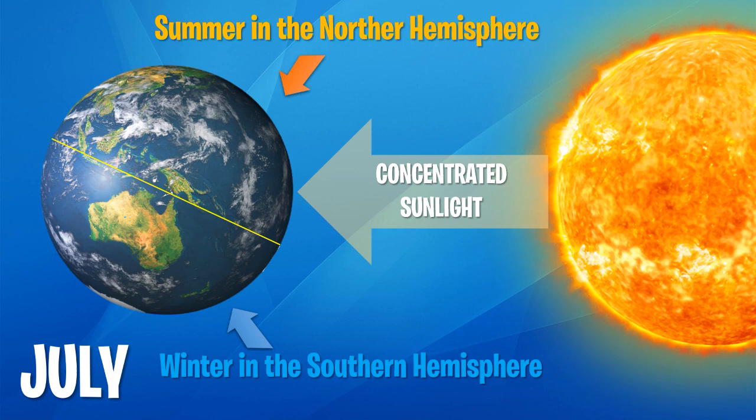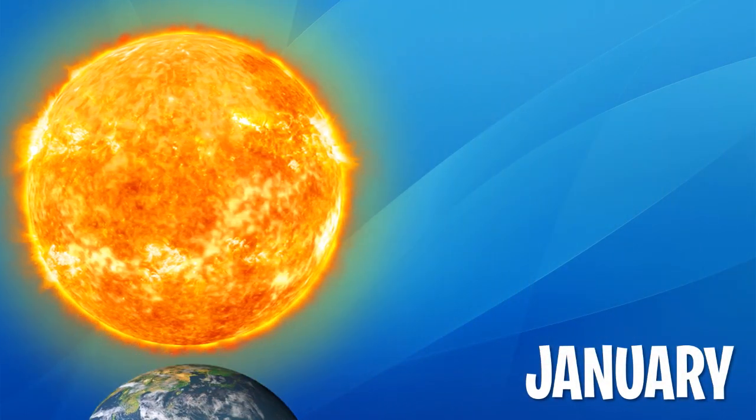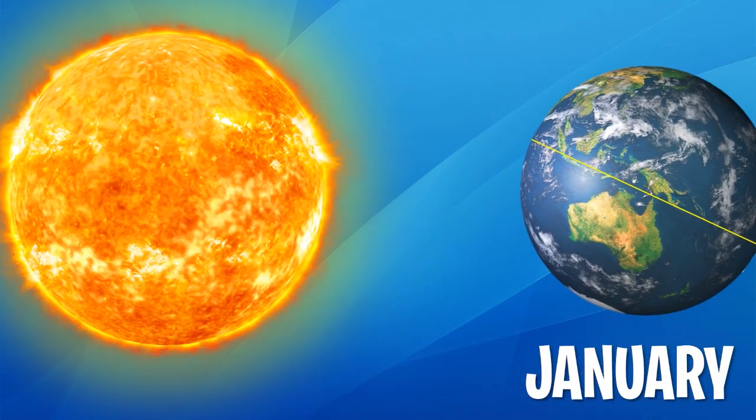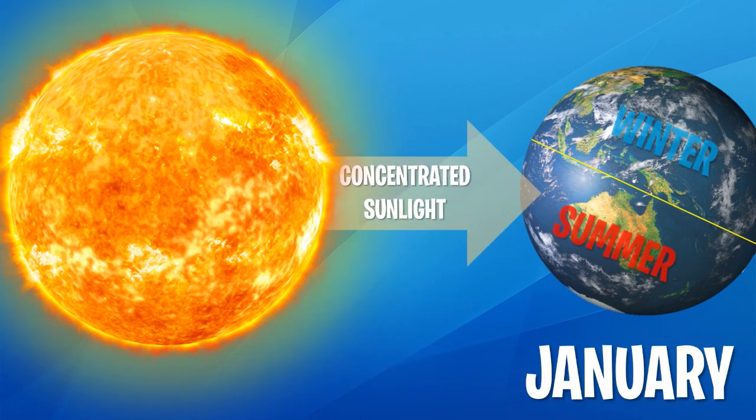So in July, if you're in England, for instance, you'll experience summer. If you're in Australia, you'll experience winter. If you fast forward 6 months, you'll find the exact opposite is true. Now in January, the southern hemisphere experiences summer because it leans towards the sun, and the northern hemisphere experiences winter because it's leaning away from the sun.